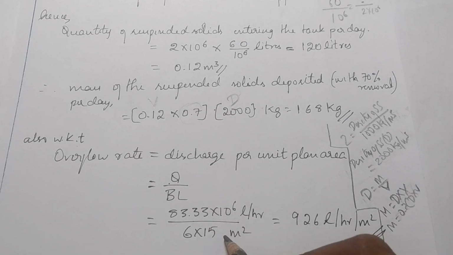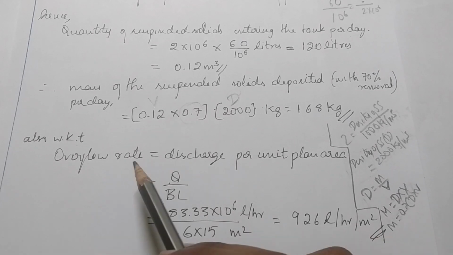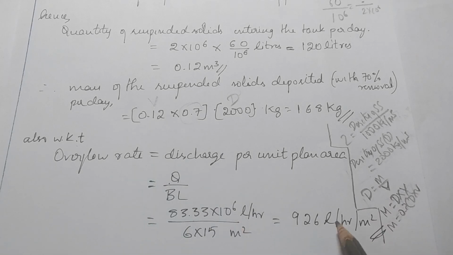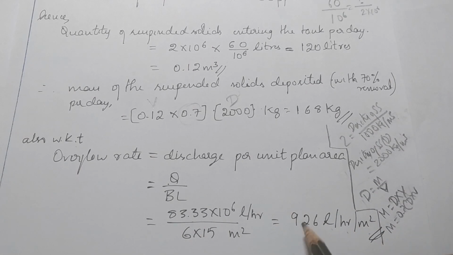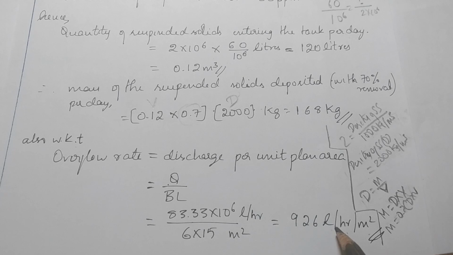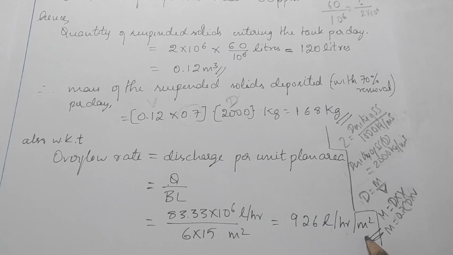So let it be in meters itself, because overflow rate is expressed in terms of liter per hour per meter square, so the unit will remain the same. On calculating, you will get 926 liter per hour per meter square. That is the overflow rate.